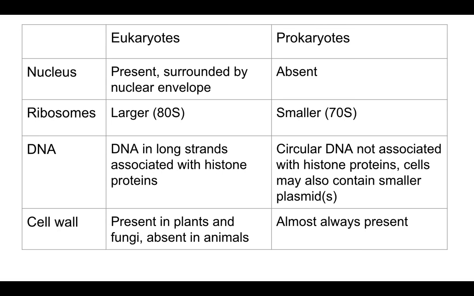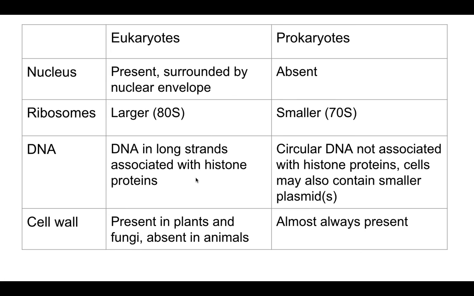This is kind of a summary table. In eukaryotes, the nucleus is present and surrounded by the nuclear envelope. That's the membrane that surrounds the nucleus. Prokaryotes have no nucleus. They just have their DNA in the cytoplasm in a region called the nucleoid. Both eukaryotes and prokaryotes have ribosomes. Eukaryotic ribosomes are larger.